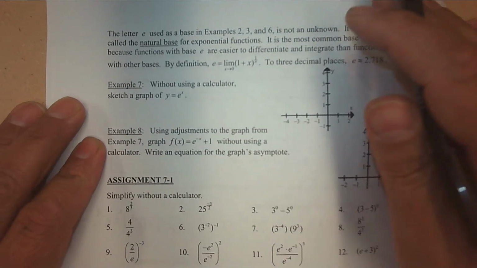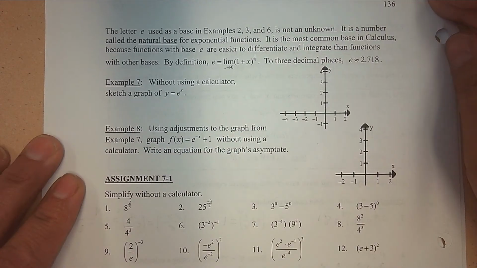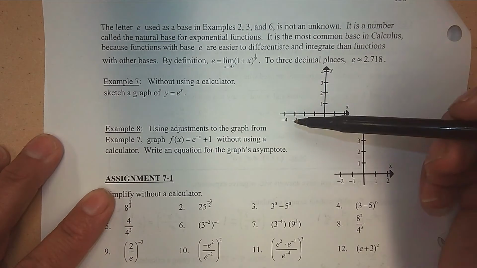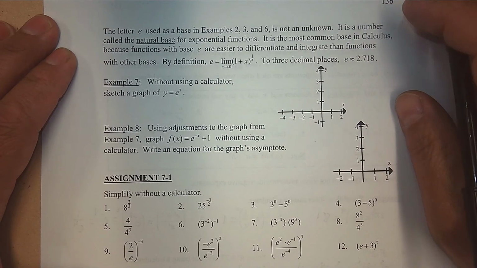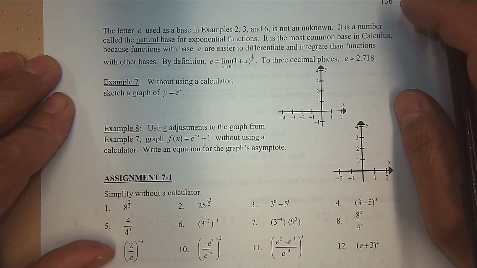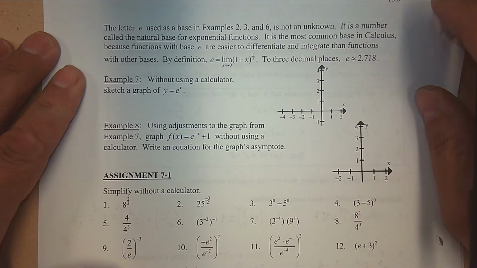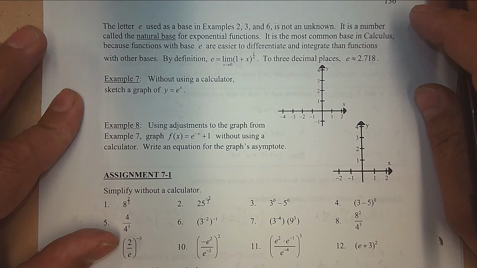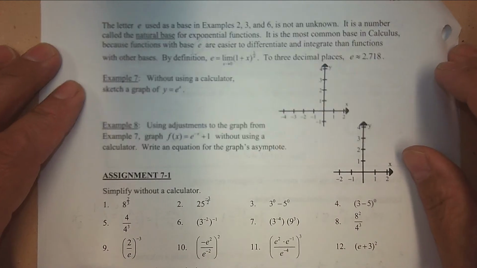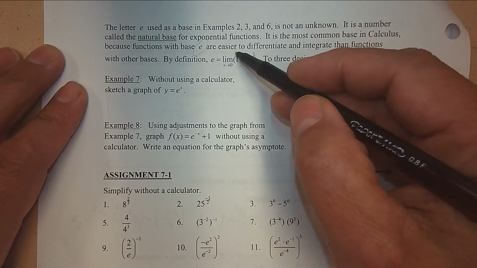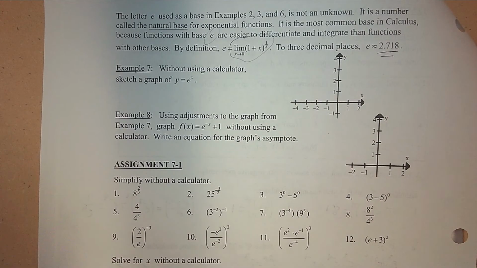All right, the letter e used as a base in example 2, 3, and 6 is not an unknown, but rather an irrational number. It's called the natural base. I said it's approximately 2.71. It is the most common base in calculus. And there's a good reason. In the next section, 7.2, 7.3, you will see that the base e is so beautiful because it's so simple in terms of derivative and integration. So anyways, base e is used almost all the time because it's so simple to use in calculus. By definition, it's this, which is fine, and again, it's approximately 2.718, and so on.